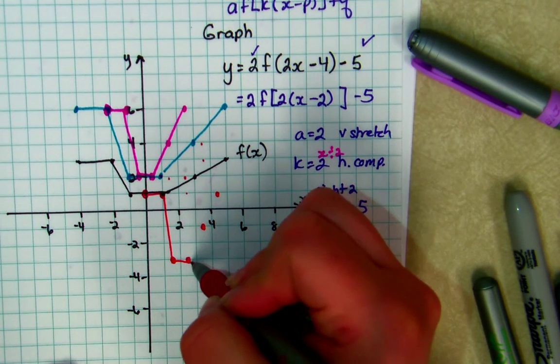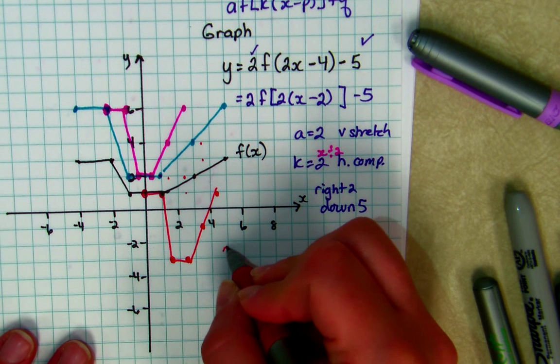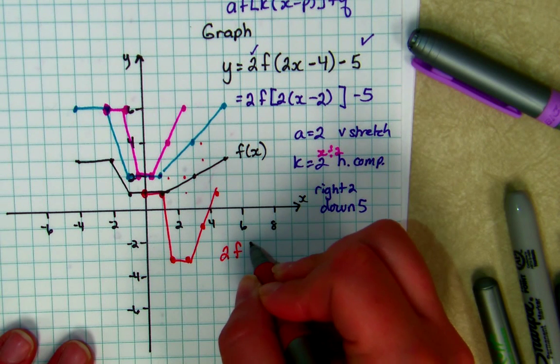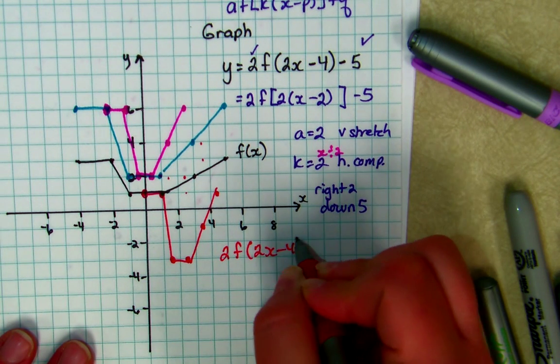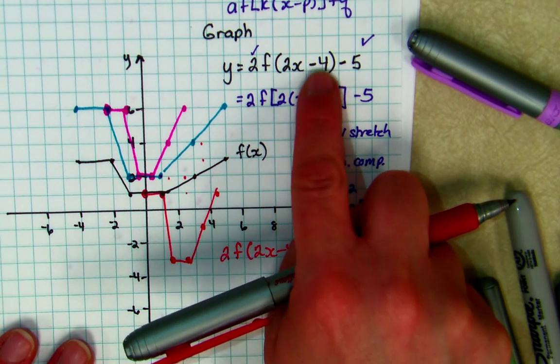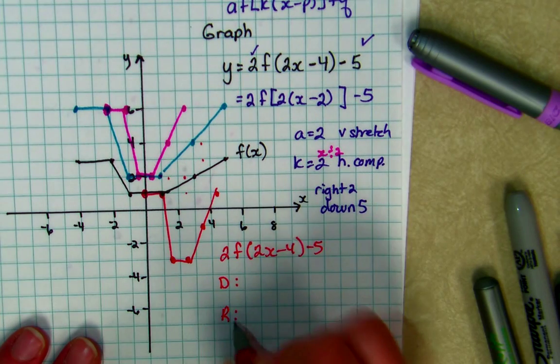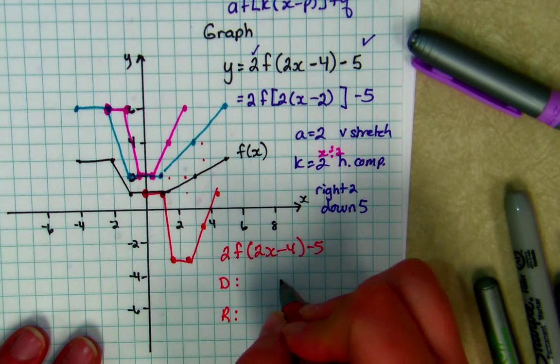So this is my final graph. This is 2f of 2x minus 4, minus 5. You could label it with that if you want to. I always went back to the original. And if we really wanted to get fancy, we can do domain and range of our graph.